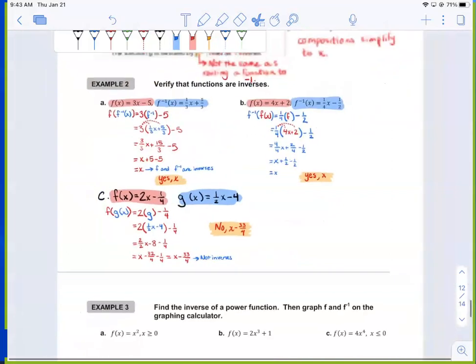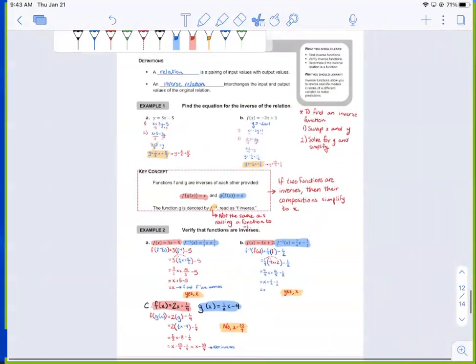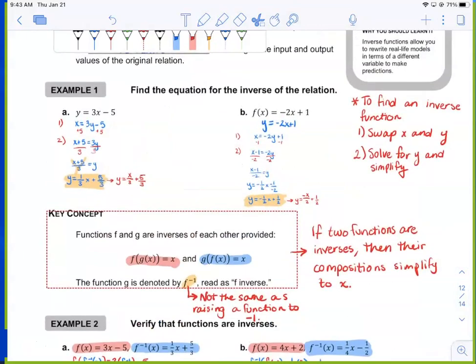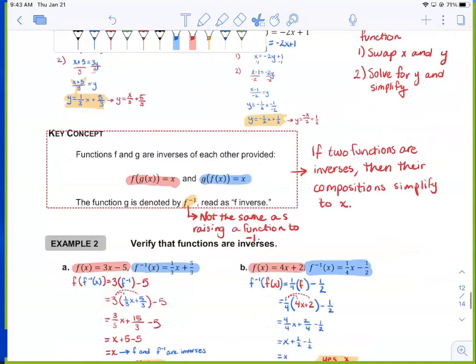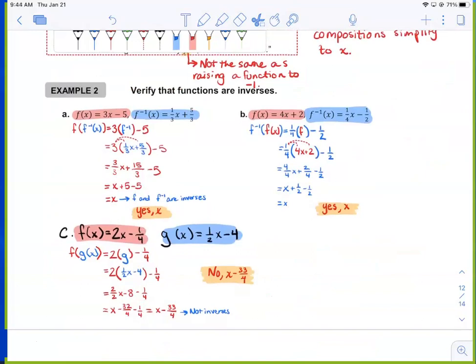So on Tuesday, we talked about inverse functions. Example 1, you were finding inverse functions by switching our x and y, and then just solving for y. Example 1 was more simple functions, so they were linear functions that don't have a power. Example 2, we were verifying inverses using composition.